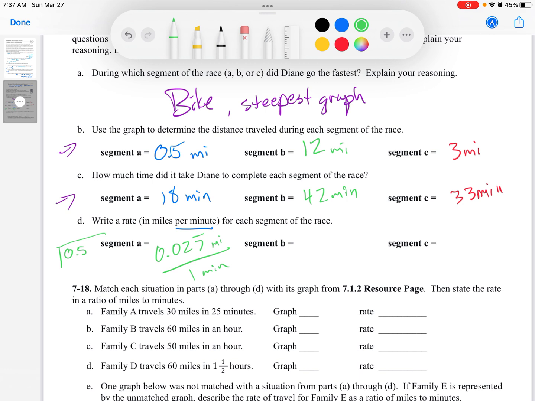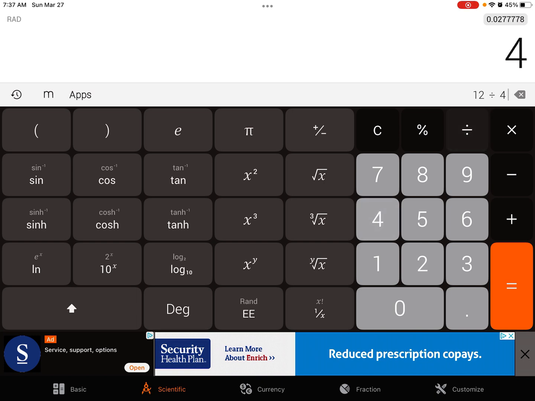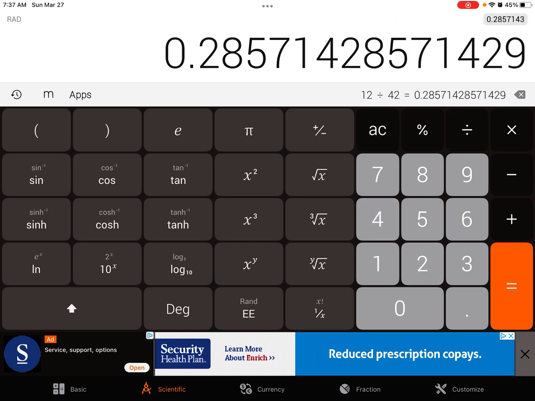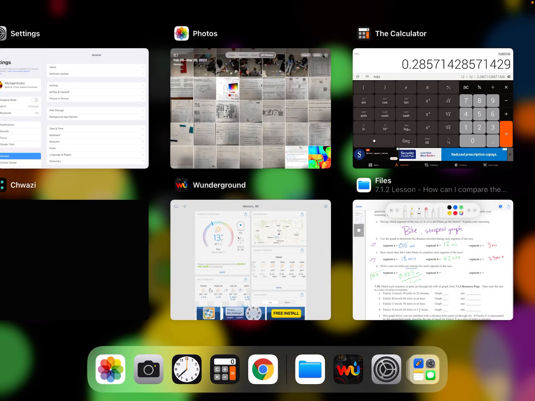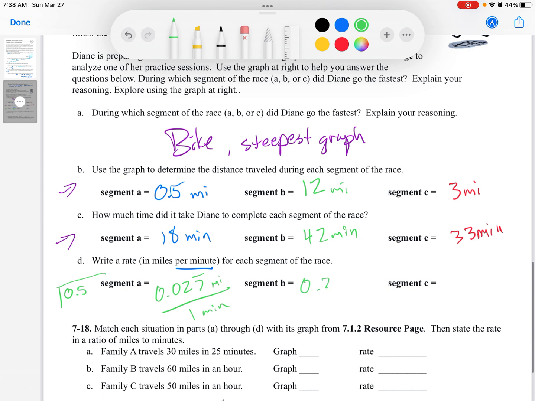All right, let's do that same thing for this one. We did 12 miles in 42 minutes, so we have to take 12 divided by 42. That's 0.285. We'll have to round that. Let's just round that to 0.29. So we did 3 digits there, and we did 3 digits here for 1 minute.